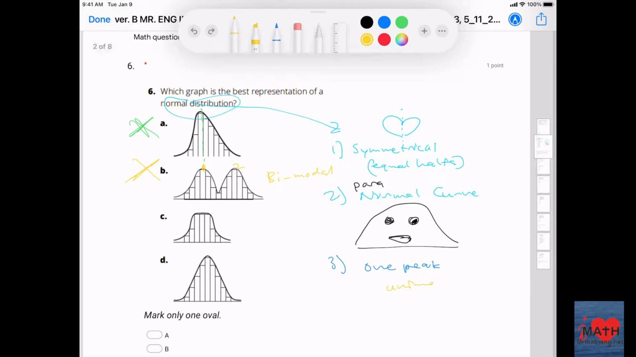Oh, that's really bad handwriting, guys. Sorry. Okay, so C is symmetrical if you cut it in half, but it's not a normal curve. So our question number 6, the answer here is D.